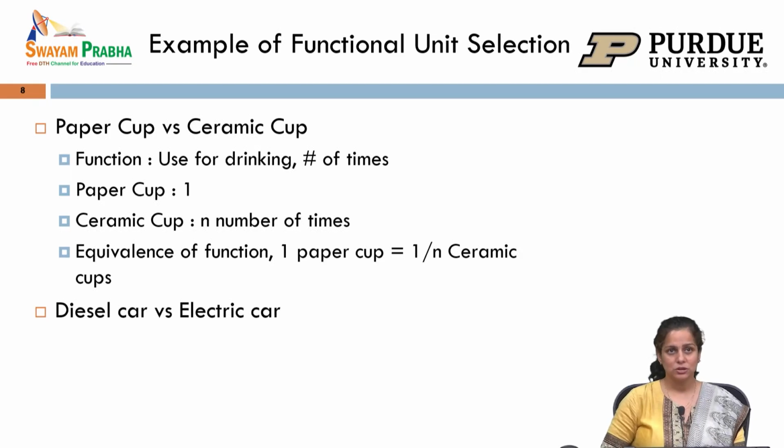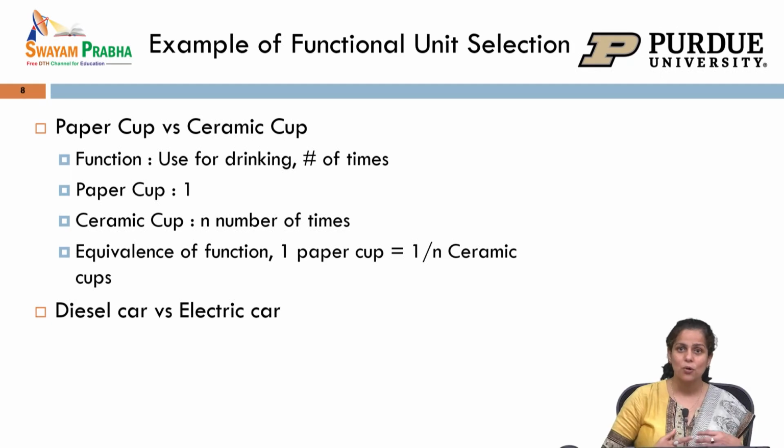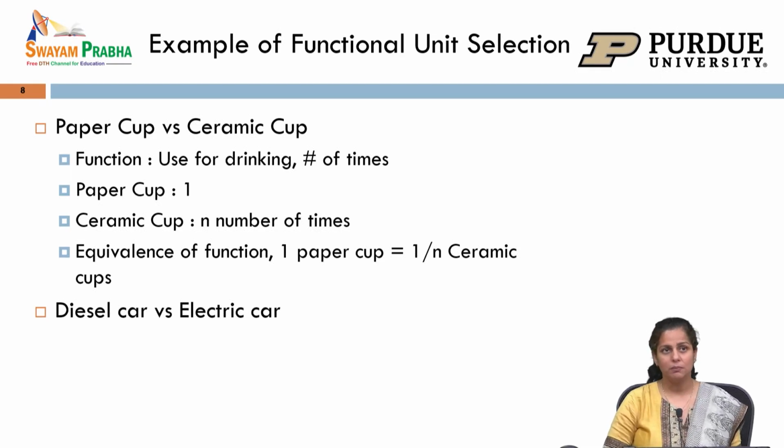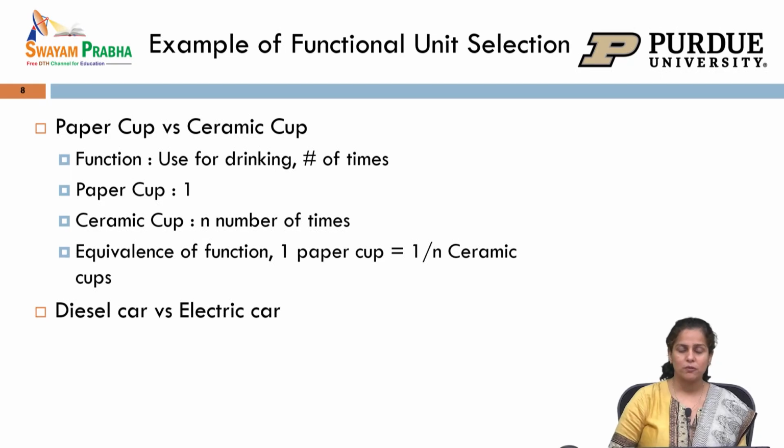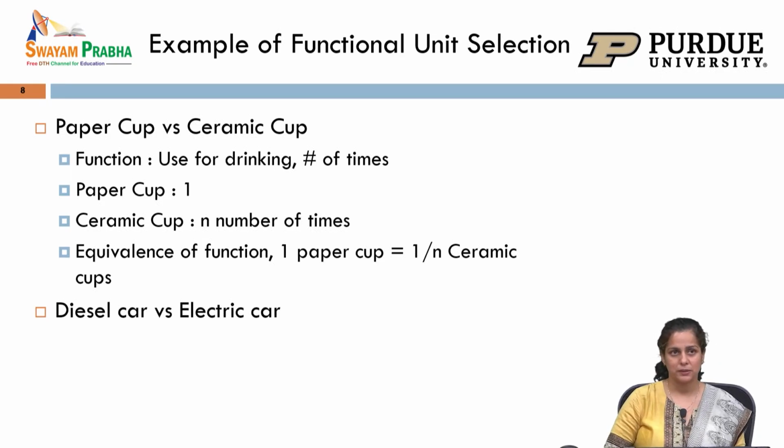The equivalence of function in this case then would be one paper cup is equivalent to 1 by n ceramic cups, which does not make sense, but when we are thinking about comparing whether we want to use a ceramic cup versus a paper cup, we really need to think of the whole lifetime of the ceramic cup. Hence, we are going to equate the impact of 1 by n ceramic cup to one paper cup when we are making the decision to substitute paper cup by ceramic cup.